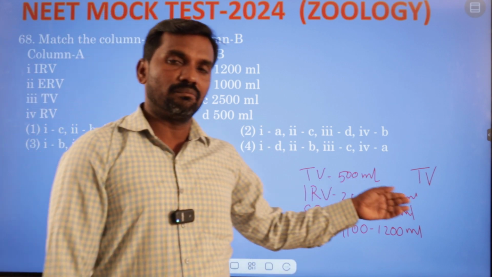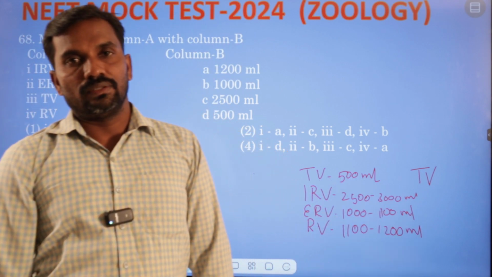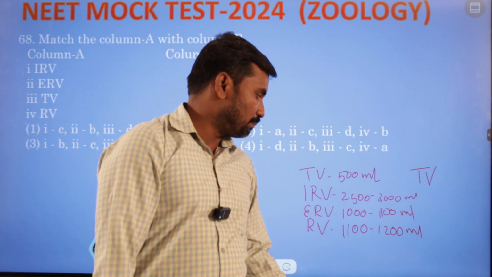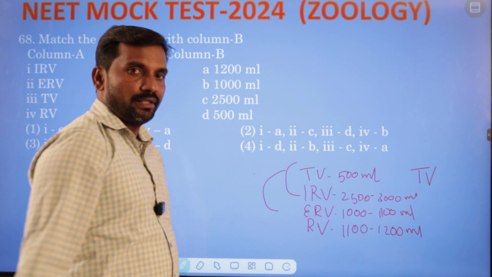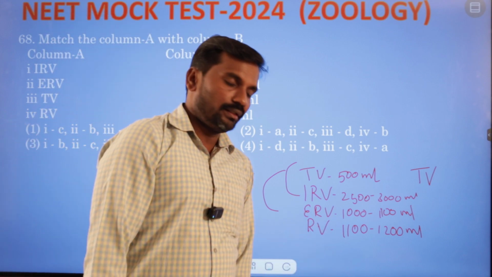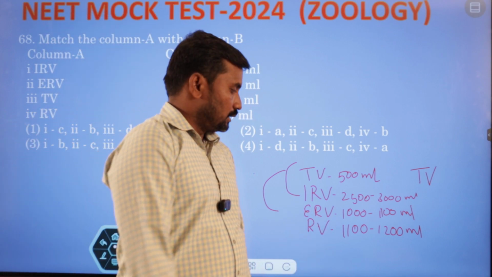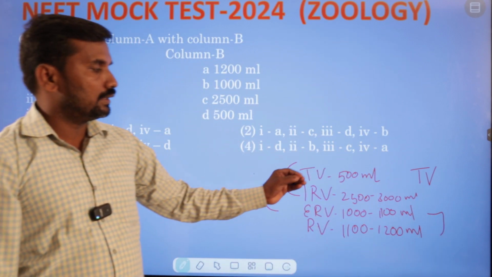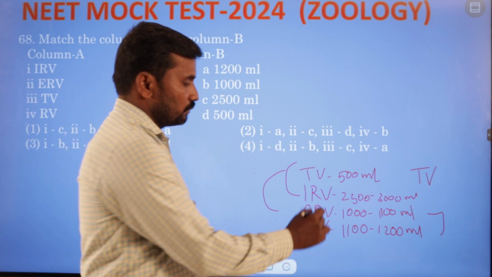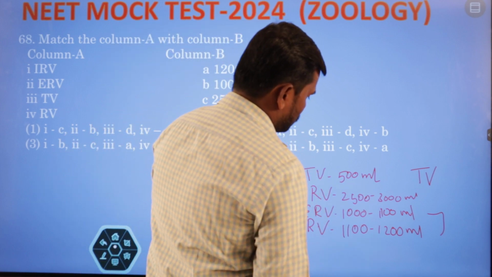Otherwise, we are unable to reach conclusions about the capacities. What is IC, inspiratory capacity? TV plus ERV is called expiratory capacity. ERV plus RV is called the functional residual volume. So it is very difficult to get attention on the volumes. We need to understand that the tidal volume is 500.